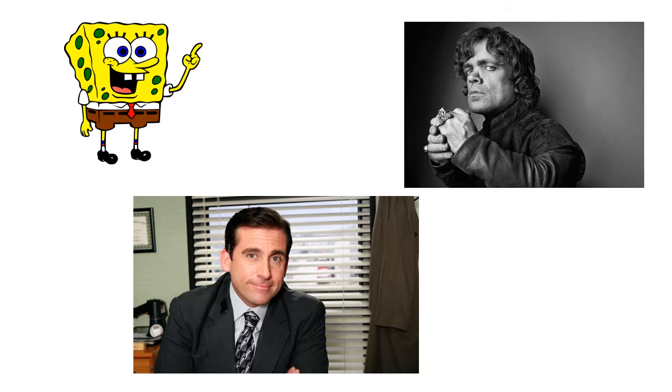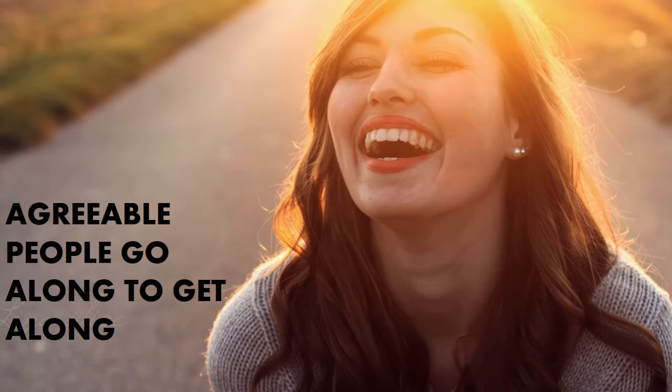Extroverted people from popular media: SpongeBob SquarePants, Tyrion Lannister. After a long day of marching, he loves rolling into the tavern and making friends, right? And Michael Scott. The next of the Big Five is agreeableness. Agreeable people go along to get along.